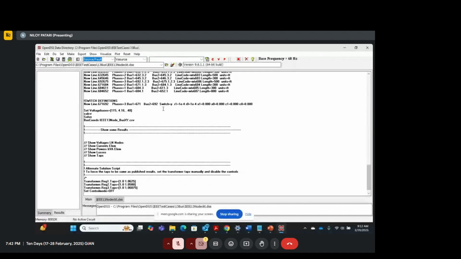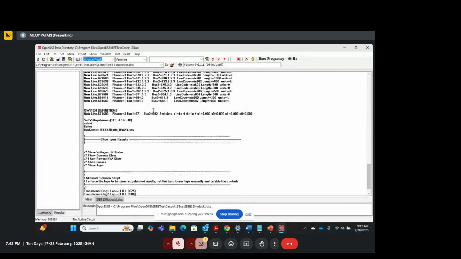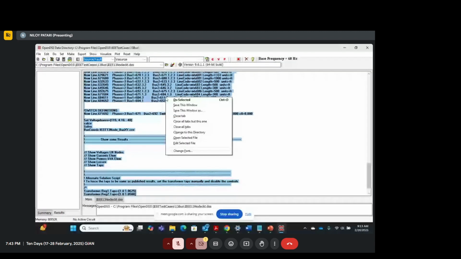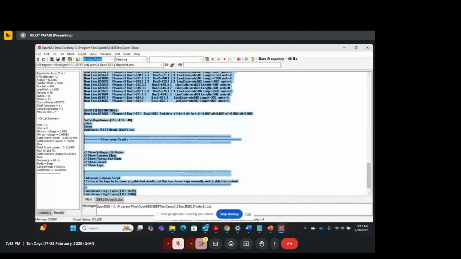Once you have this model done, you just run a simple power flow. If you press Ctrl+A, then do selected, you see this thing coming up on the left hand side, which is a circuit summary. It's very hard to understand what each thing means. It says all solved, and the solution mode is snap. Solution mode snap means it's a snapshot solution.